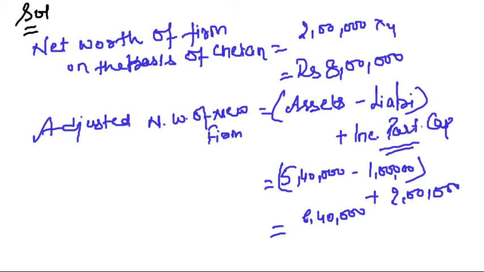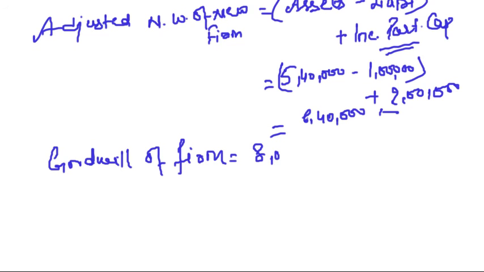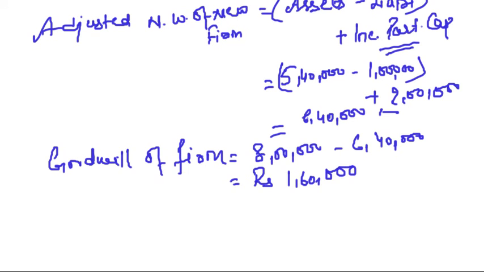Now on the basis of Chetan's share, this capital is 8 lakh, but actually the combined capital is 6,40,000. So the remaining 1,60,000 is goodwill of the firm. Clear? 8 lakh minus 6,40,000. This rupees 1,60,000 is the goodwill of the firm.